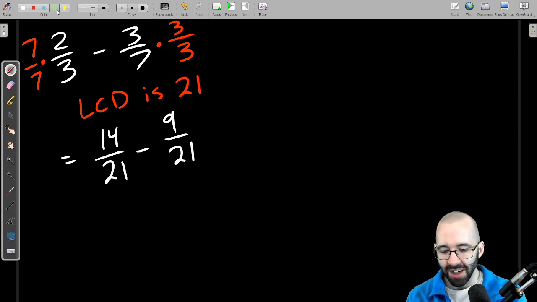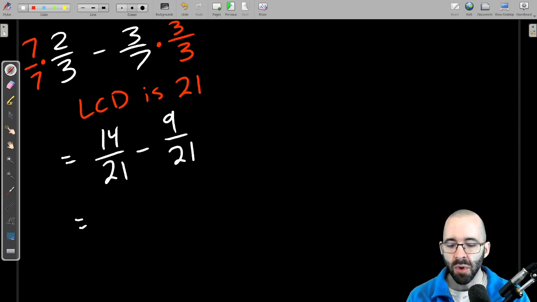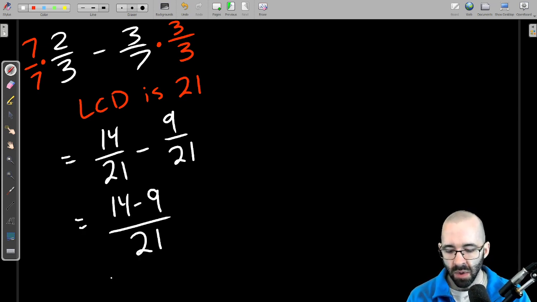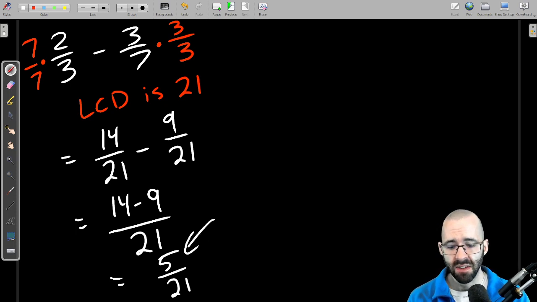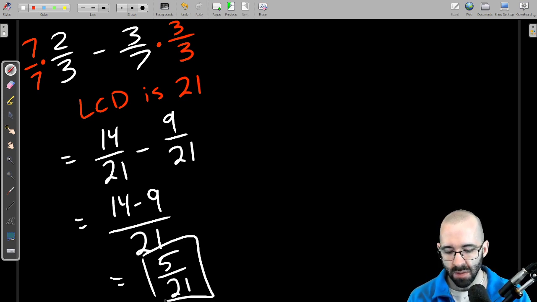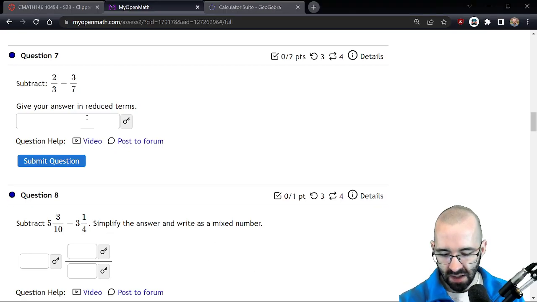Now we have a common denominator. Now we can actually combine these. So we had 14 21s, and we're losing 9 of those 21s. Well, now we're going to have 5 of those 21s remaining. We have to make sure we simplify. The only factor of 5 is 5 and 1. And 5 doesn't go into 21. So this is in lowest terms. This is fully simplified. 5 over 21 is our answer.